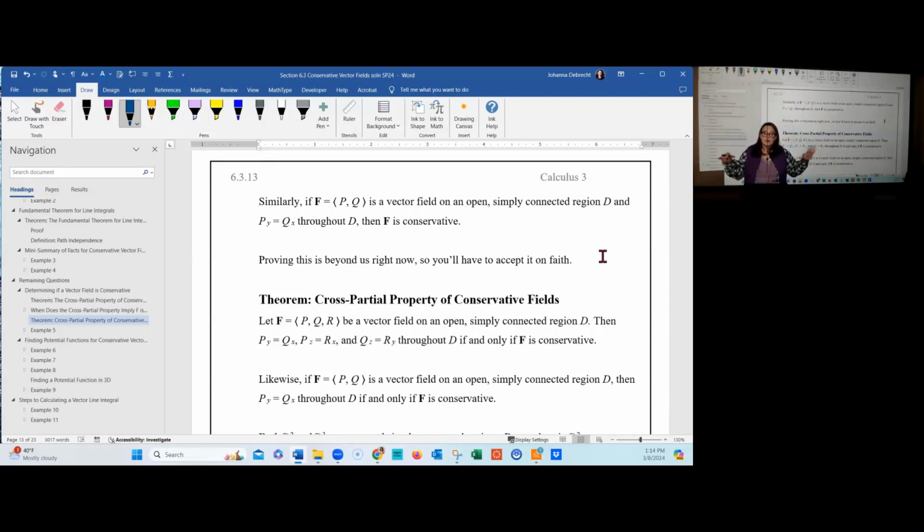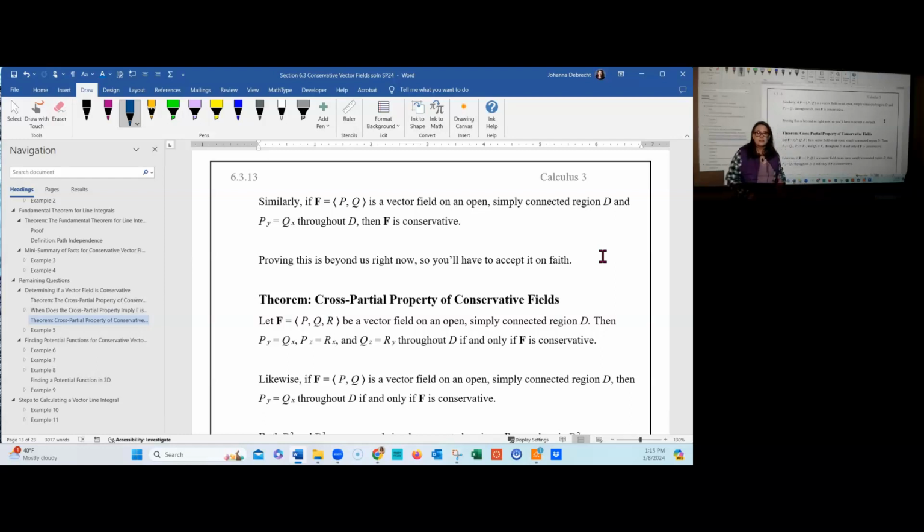Note that both of these require 4 conditions to be met. The first one was continuous vector field, open, connected region, and path independent. This one now gives us that we have an open, simply connected region and the cross-partial property, then it's conservative. We have several different ways of showing that a vector field is conservative.